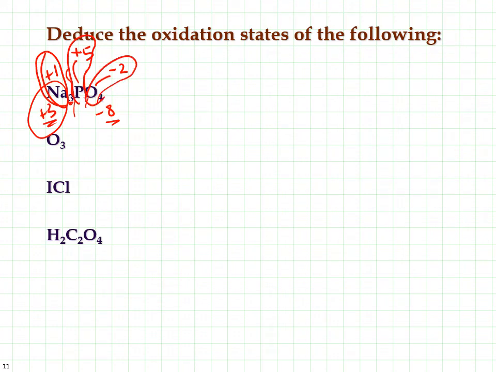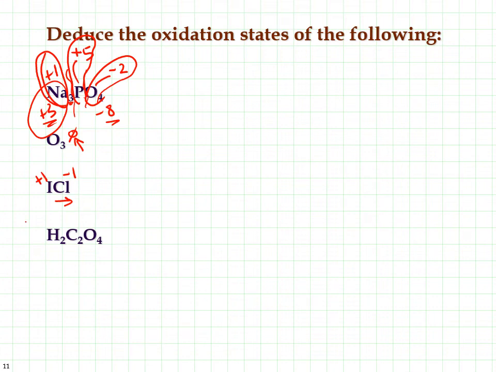Good. Let's do O3. That's just oxygen, so it's going to be 0. It is just oxygen. There's nothing combined with it. These oxygen atoms are sharing electrons. The oxidation state of oxygen in ozone is 0. Iodine chloride. You're like, they're both halogens. They should both be -1, except because chlorine is more to the right in this formula, it's more electronegative. We're going to give it the -1 charge, which leaves iodine to be a +1 charge.